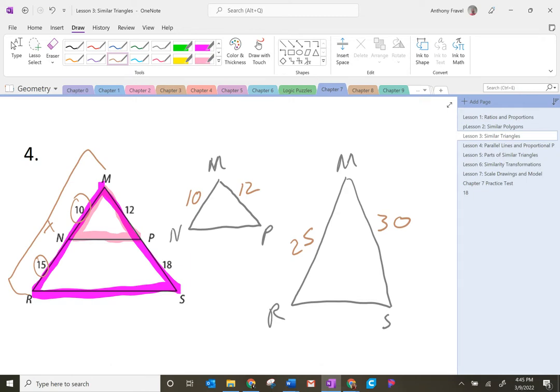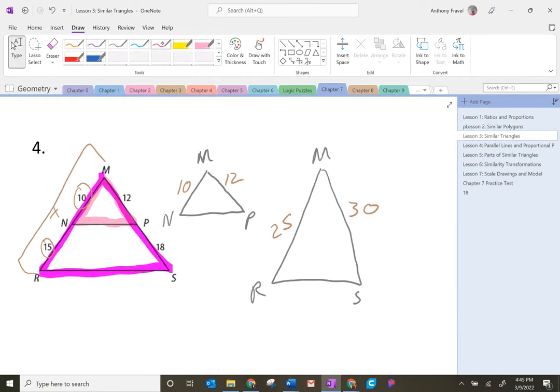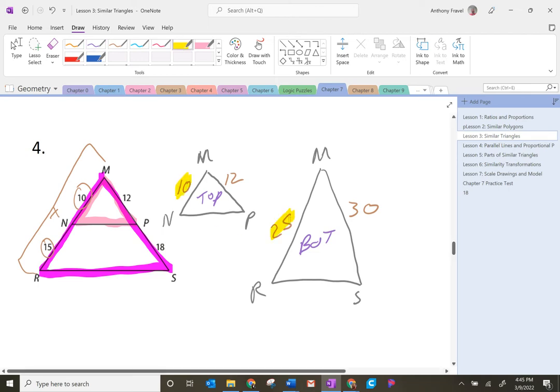Now that I have those two triangles where I can compare them together, and again, you don't have to redraw the shape if you don't want to, as long as you understand that you're going to need to add those two parts together. Now I can figure out those ratios. Same thing. I'm going to say this will be my top number. This will be my bottom number. My left side will go first. So if I write it down, I've got my left side, 10 over 25.